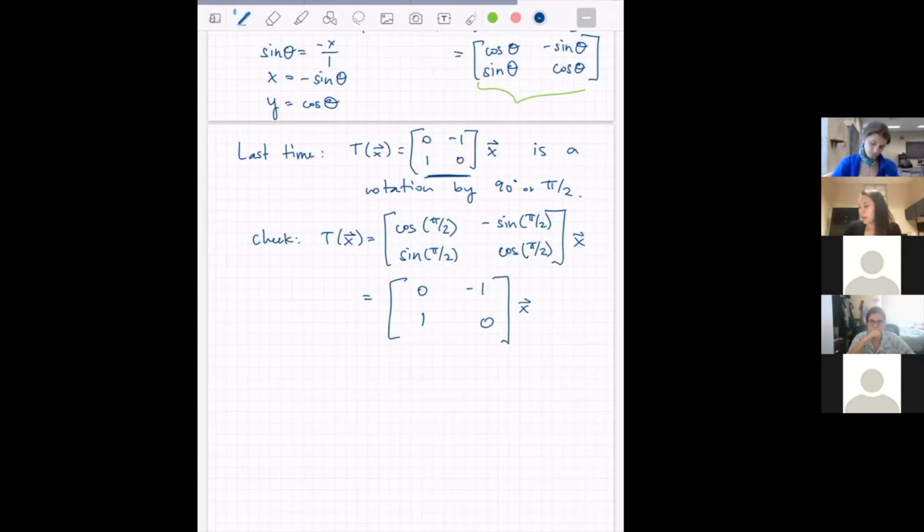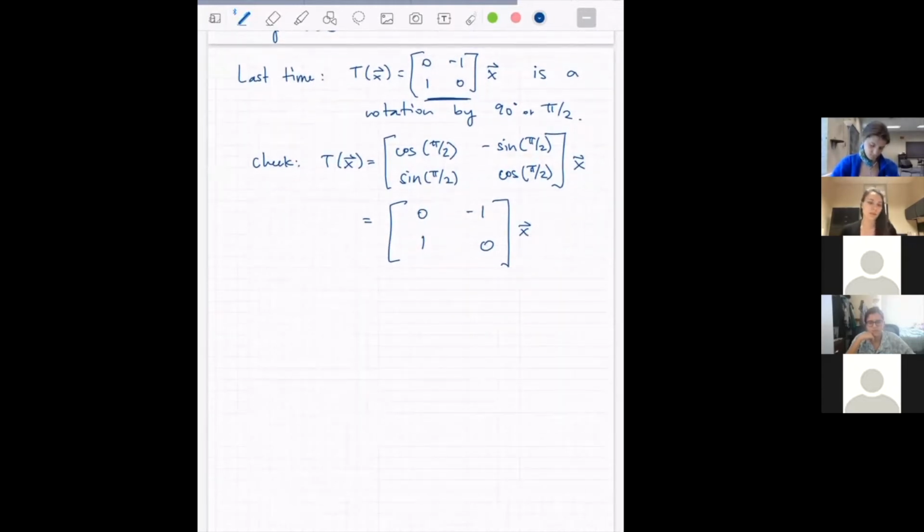And it's a convenient way of writing down a matrix. If you want a linear transformation that is a rotation in R2, then this is how you would go about finding it. So it can be really useful.